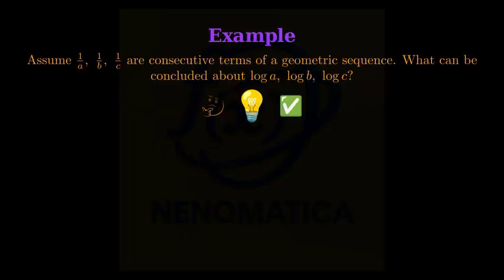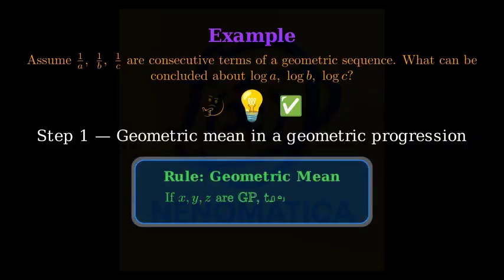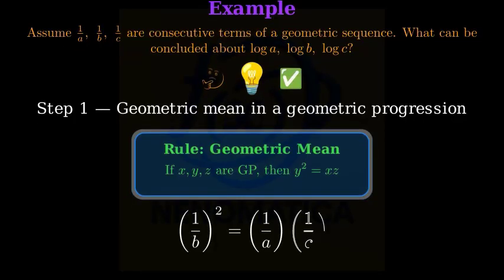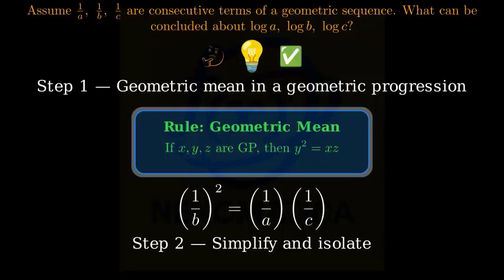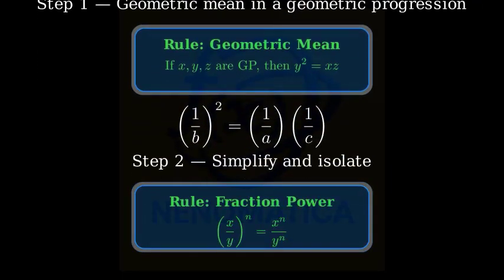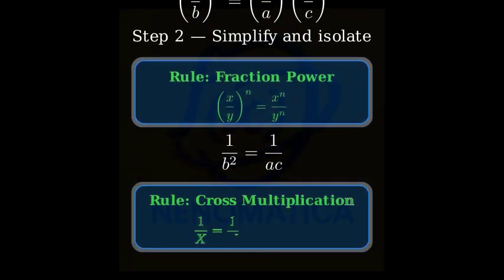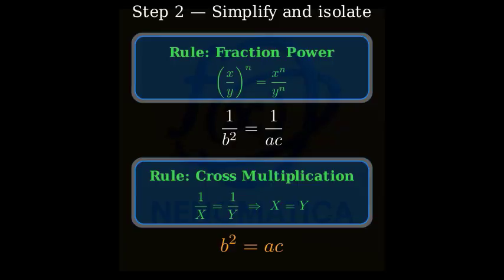Step 1. Because 1 over a, 1 over b, and 1 over c are in geometric progression, the geometric mean property says the middle term squared equals the product of the outer terms. We will display that rule. Then we apply it directly to our numbers. Step 2. We simplify the fractions and cross-multiply. First, reduce both sides. 1 over b squared equals 1 over ac. Now cross-multiply to isolate. We obtain b squared equals ac.